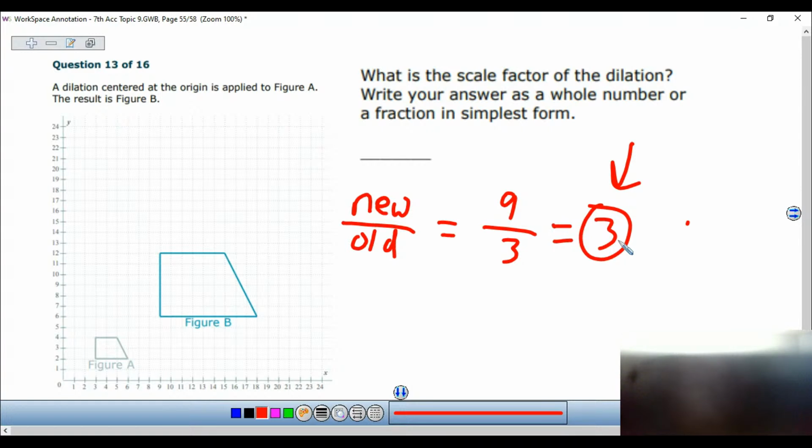All right. So that's another way they can ask questions of you, is how many times bigger is B than A? That's another way they can ask questions. So just so you know. All right. Good stuff.